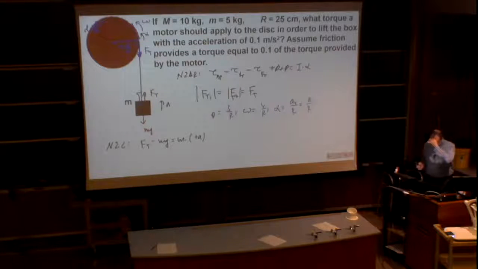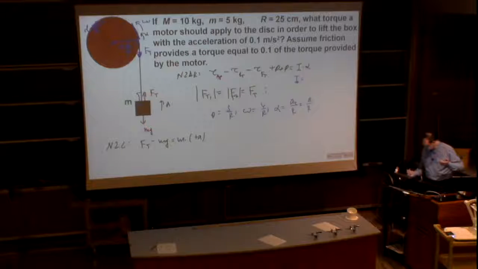So we got so many different expressions, and now we can add some extra expressions. For example, where else do we know I? Because it is a disk, the moment of inertia equals 1/2 the mass of the disk times the radius of the disk squared. Where else do we know? The magnitude of the frictional torque should be equal to 0.1 of the applied torque.